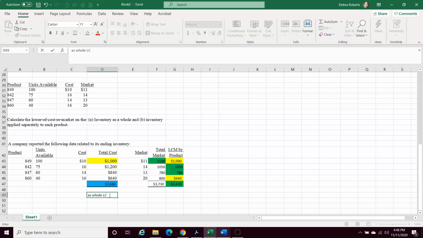Does that make sense? So as a whole, the LCM is the 3,680. But by product, the LCM is the 3,470. Now, my goal in these transactions is to clarify, when we're calculating inventory, the different methods by which we can do that.